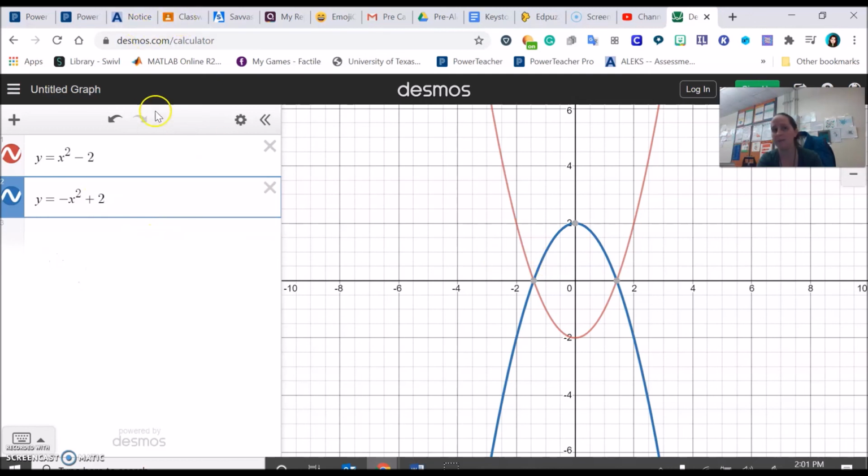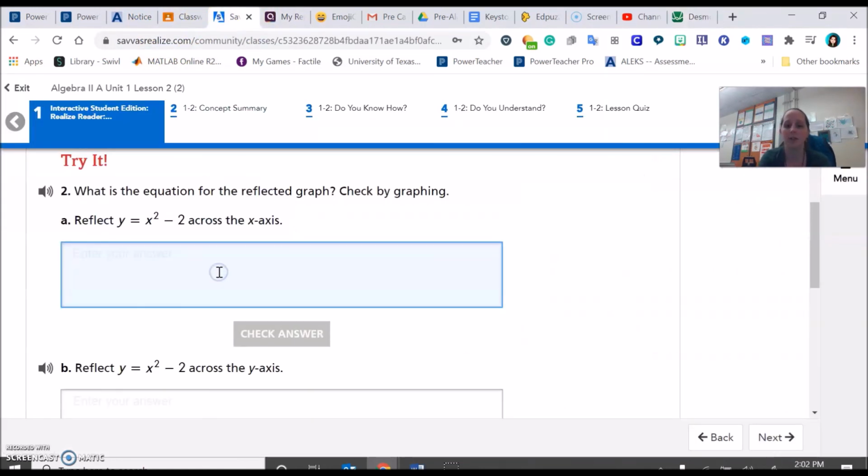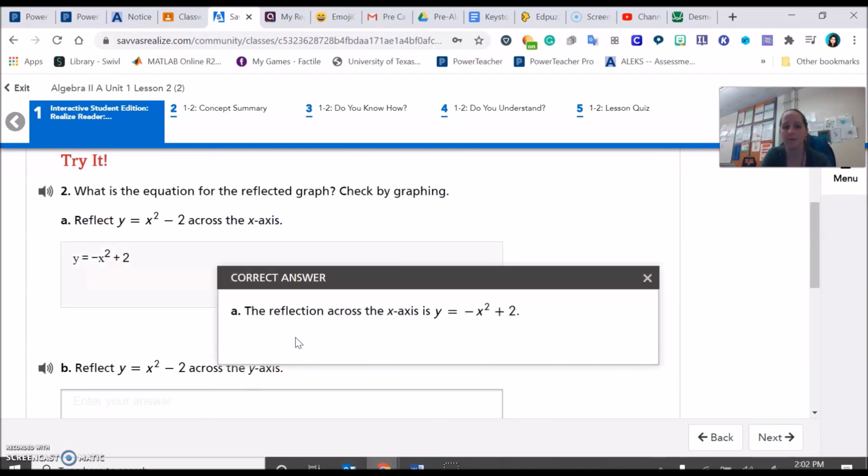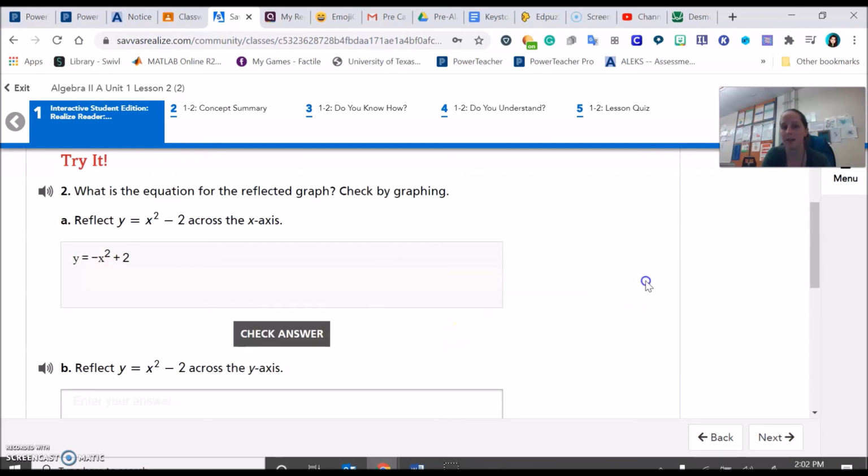It's a problem. Because if I were to flip this right here, so if here's the x-axis right here, if I were to flip this, that point would be there. So for this, y = -x² + 2. Negative x² plus 2 is the reflection across the x-axis.